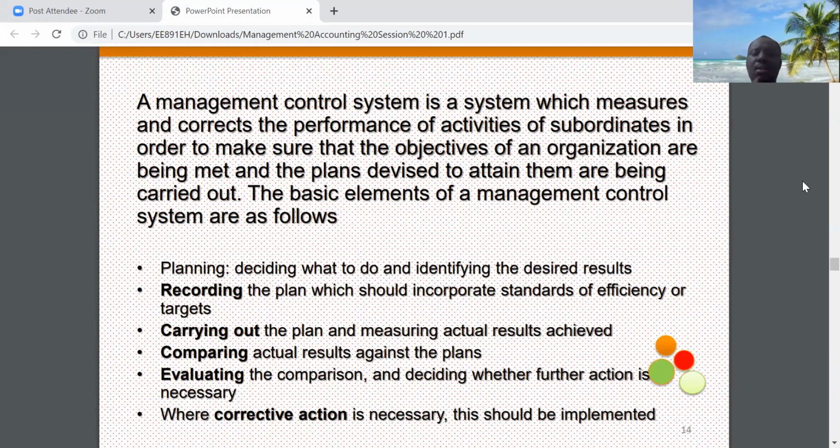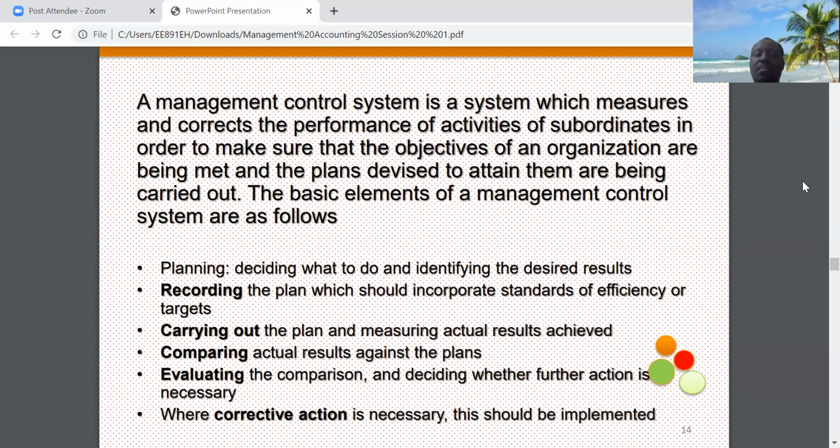So what are the basic elements? The first element is plan. Always decide what to do and the results you intend to achieve. You have to record the plan. You have to carry out the plan, which is basically implementing the plan and measuring your actual results. You have to compare the actual results with your expected results. Then you have to evaluate your results and decide whether any corrective action is necessary. If any corrective action is necessary, then you should definitely act upon that. So this is quite similar to the decision-making process that we discussed earlier.